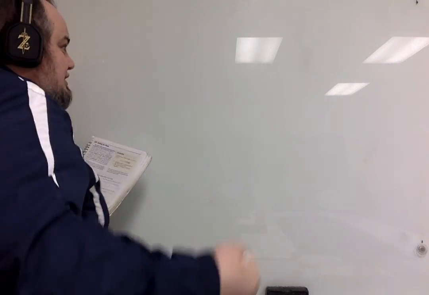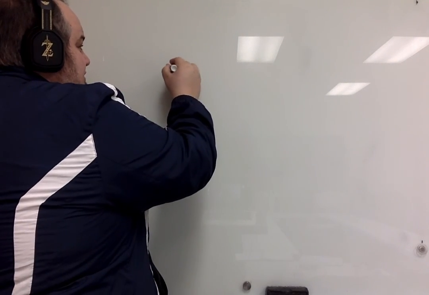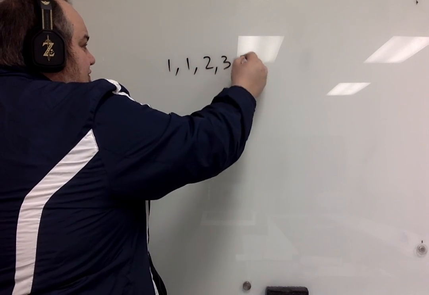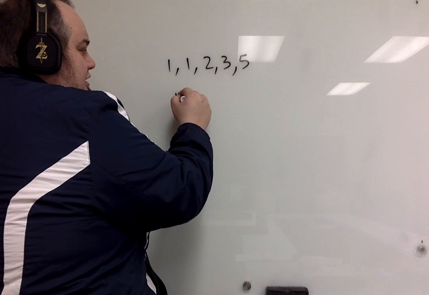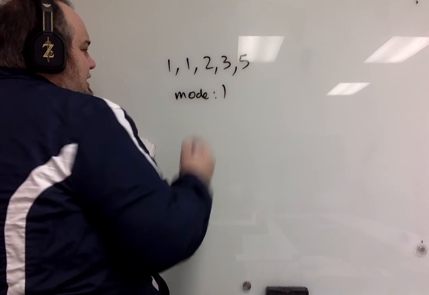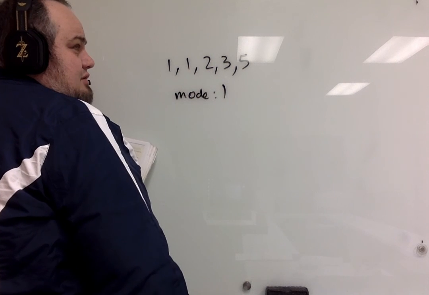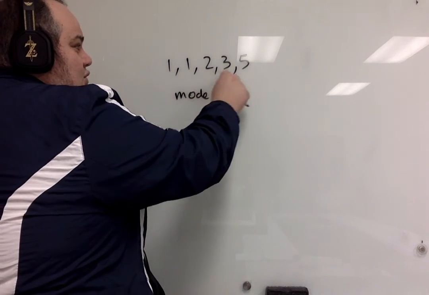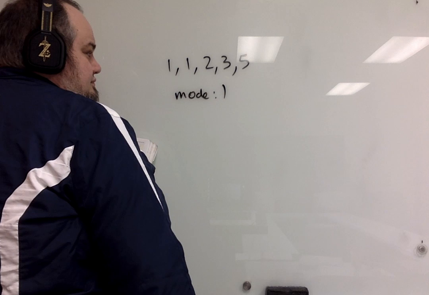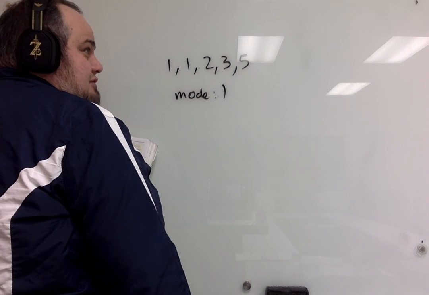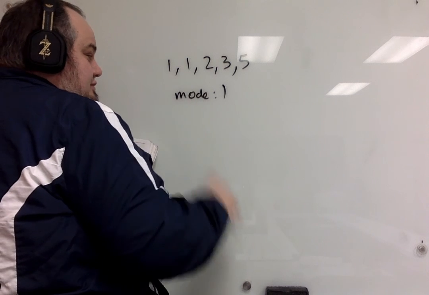So let's look at a few examples. Let's say we had the group of statistics 1, 1, 2, 3, 5. Well, here the mode is 1 because 1 occurs more than any other number. There's 2 1s, there's 1 of all the others. Okay? So that's an example where we have a mode and we only have one mode.